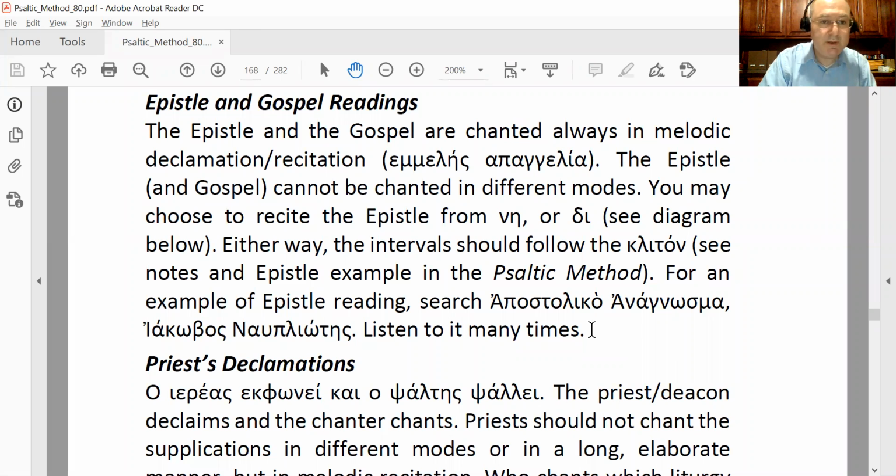Lesson 86 on page 138. And we continue today with the third and final lesson before we start the liturgy. Today I wanted to talk to you about the epistle and gospel readings.